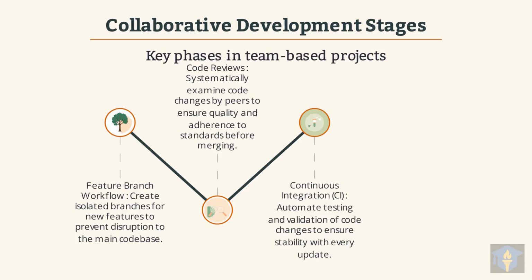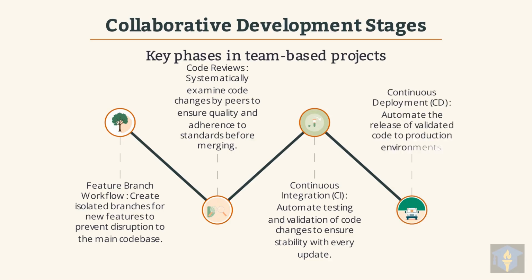Continuous integration, or CI, automates the testing and validation of code changes, ensuring stability with every update. Continuous deployment, or CD, automates the release of thoroughly validated code directly into production environments.